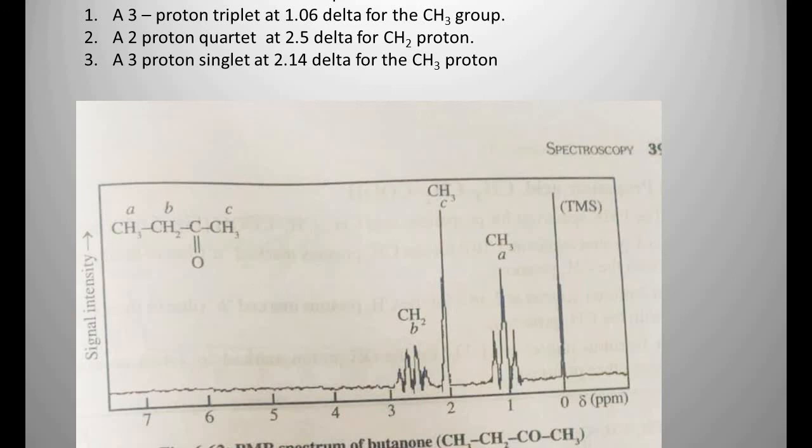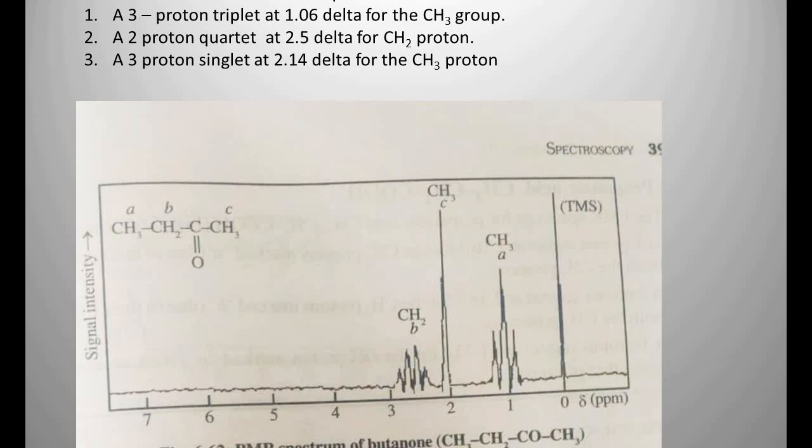Second is a 3 proton singlet at 2.14 delta for the CH3 proton, marked C. That is a singlet. It is not going to undergo spin coupling with any of the neighboring protons, so it produces only a singlet at 2.14 delta.